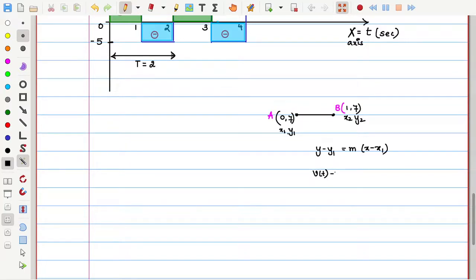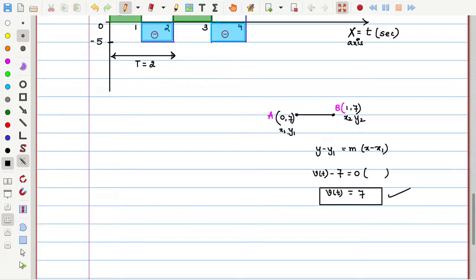What is y1? 7. What is the slope? (y2 minus y1) by (x2 minus x1). y2 minus y1 is 0, so the slope is 0, and anything multiplied by it will be 0. So I am leaving that. Simply, V of t is equal to 7. Now, did I get a mathematical expression for my voltage waveform?